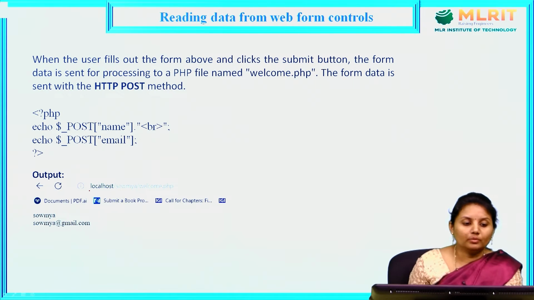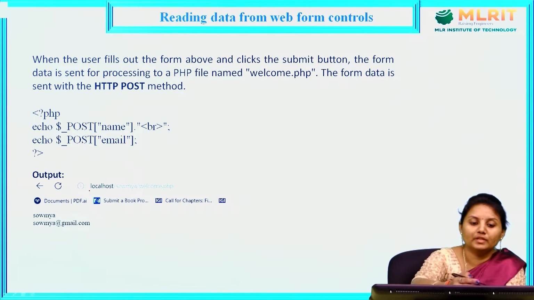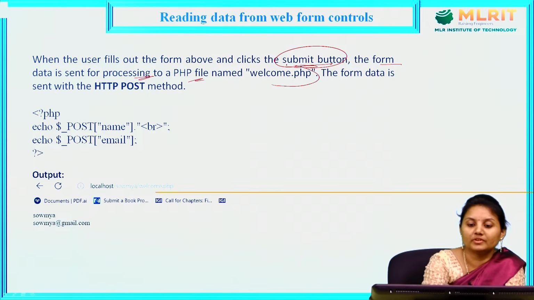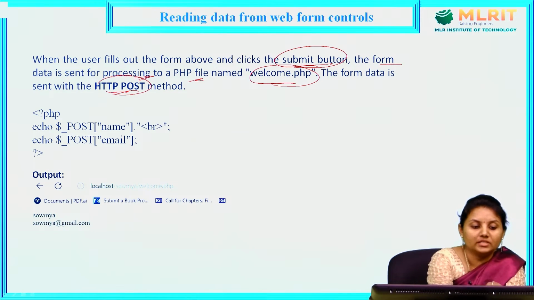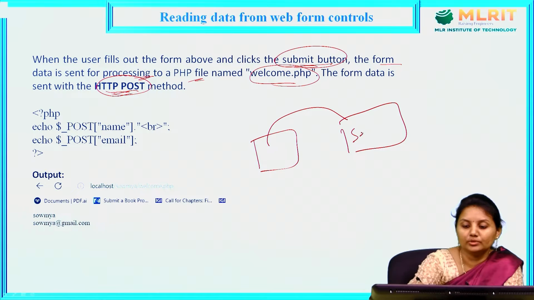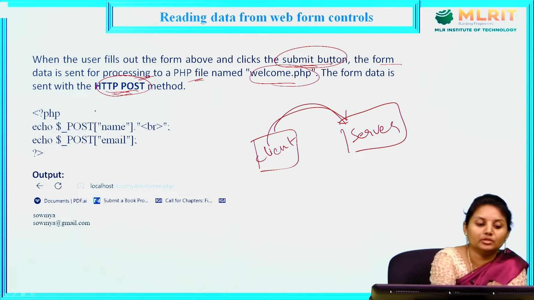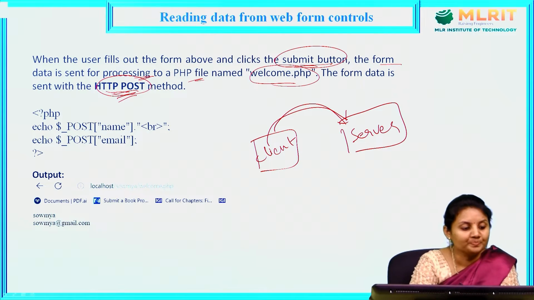So when the user fills the form with whatever data has to be given, he clicks the submit button. When the submit button is clicked, the form data is sent for processing to a PHP file named welcome.php. The form data is sent with HTTP post. HTTP post means whatever the client is sending will be sent to the server. From the client, the data has to be sent to the server. This can be done using the HTTP post method.